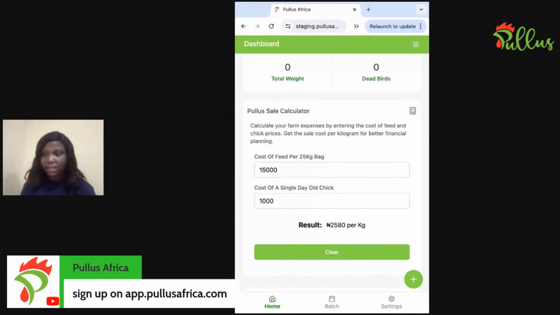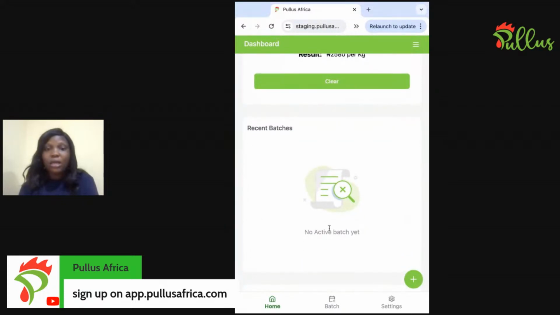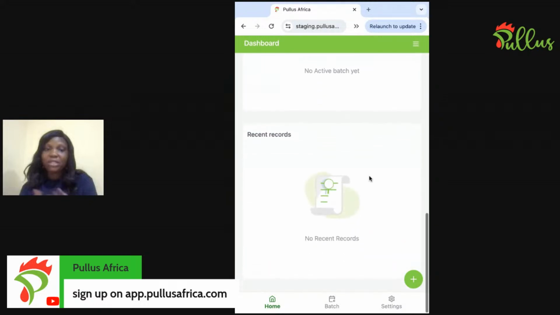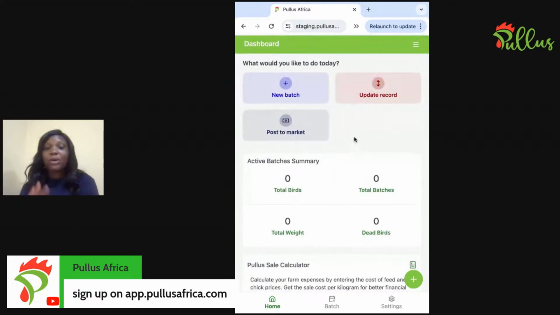Now let's go to recent batch. This is a section where you have your recent batches. So when you create a batch, you see all of that activity here and recent records here. Now we're going to get into creating a new batch. I'm going to use this shortcut for one of the batches, and then I would show you how to do that from batch management itself. It's the same thing though.